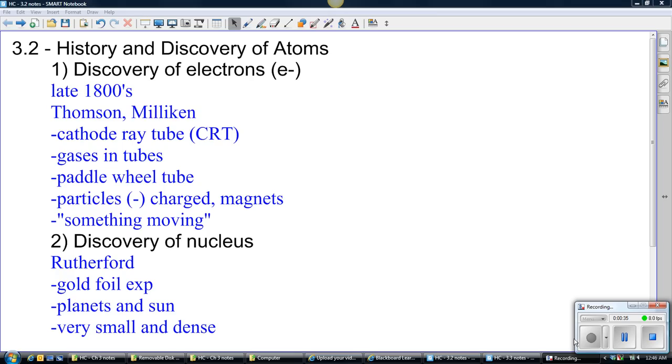He used a very classic experiment often referred to as the gold foil experiment, in which through that experiment he was able to understand more about what the nucleus is, its size, and its size relative to the rest of an atom.